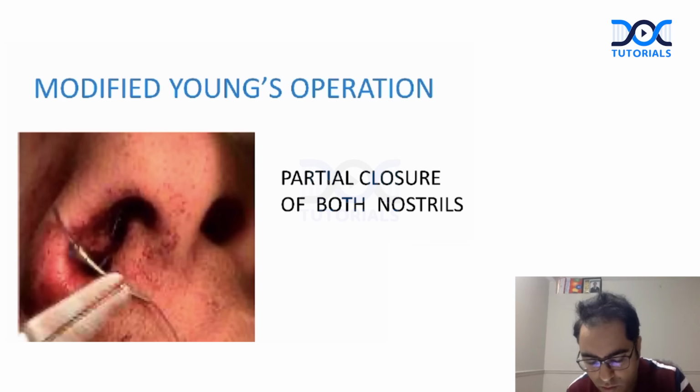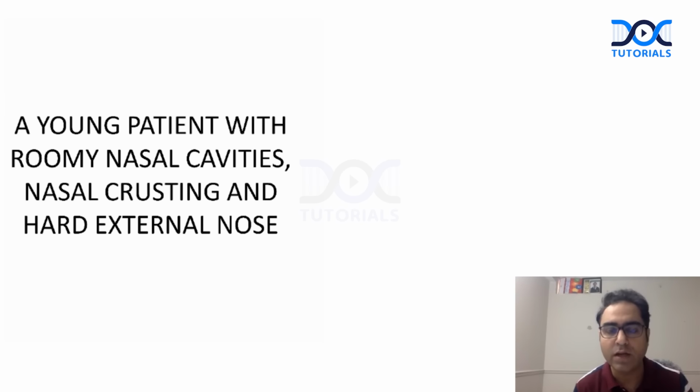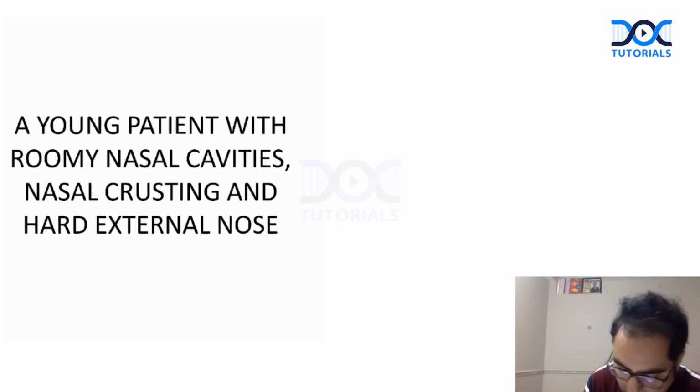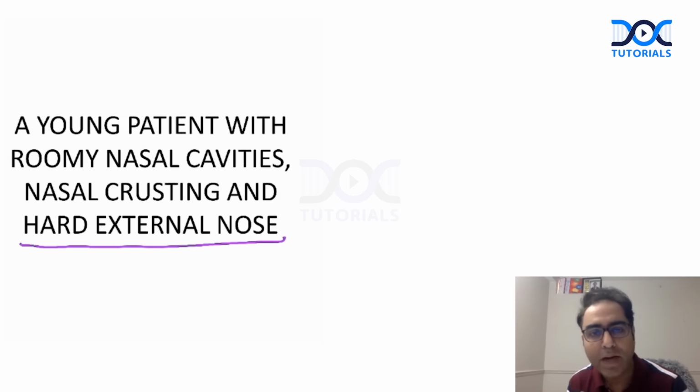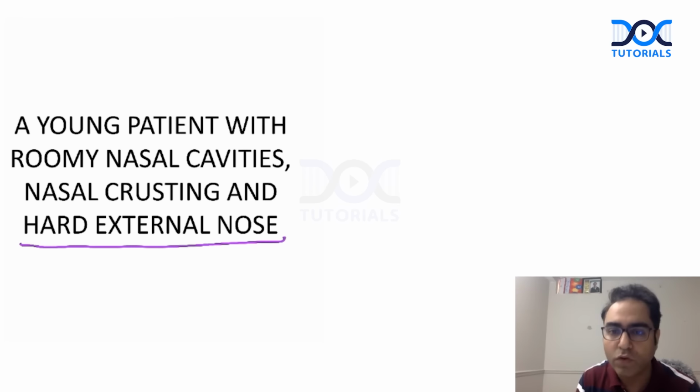But if the MCQ looks similar, again a young patient with a roomy cavity and nasal crusting, but along with that there is a hard external nose, then the question looks like atrophic rhinitis only, but the hard external nose is also mentioned. The answer will change to rhinoscleroma or woody nose.